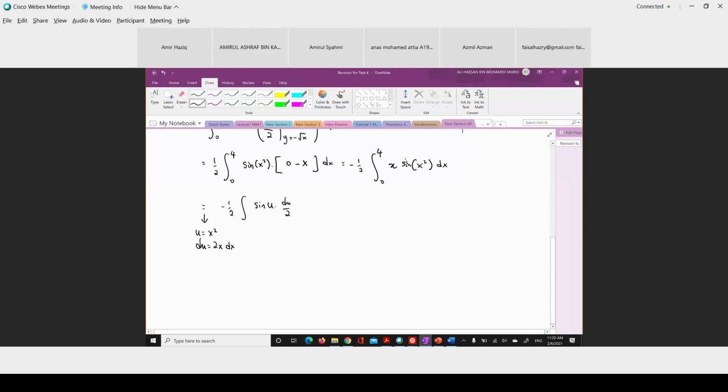Now the limits also change, right? When we do this substitution, when x is 0, u is 0. When x equal to 4, u equal to x squared, which is 16. So this is minus 1 over 4 times the integral from 0 up to 16 of sine u du. So I'm sure you can complete the calculation here. All right.